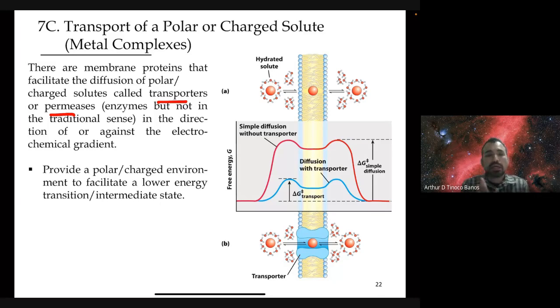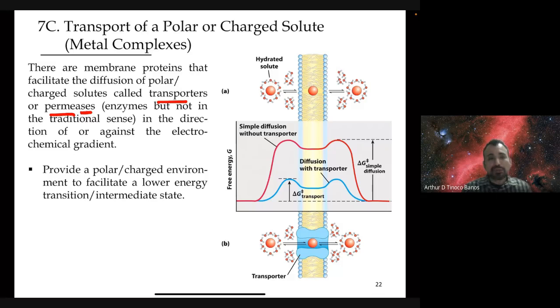If you remember biochemistry, anything that has the suffix -ase implies that it is an enzyme. But these are special types of enzymes. What I mean by special is that you're not actually changing the structure or transforming a molecule into something else. You're basically facilitating an increase in the rate of movement. So these enzymes are not like enzymes in the traditional sense. They can facilitate movement in the direction of or against the electrochemical gradient.